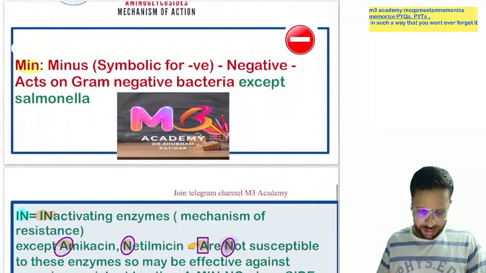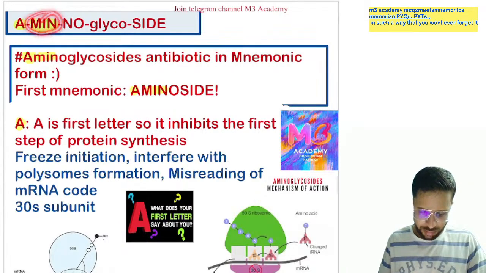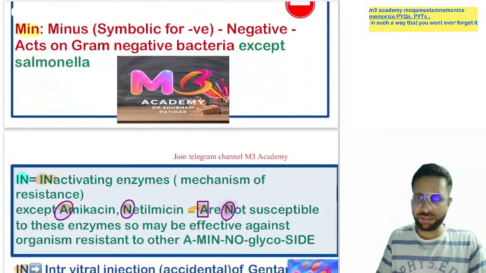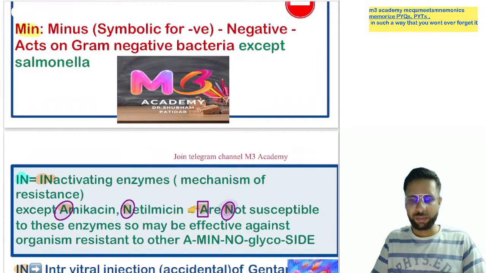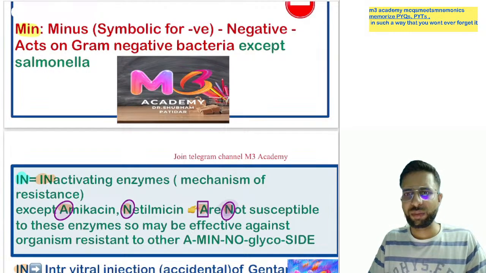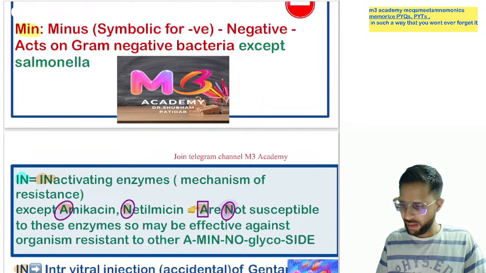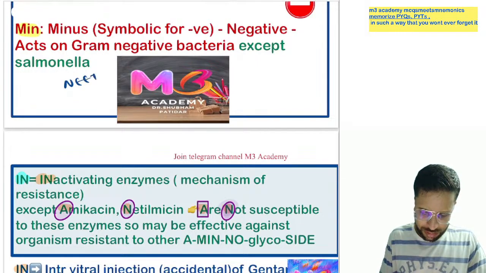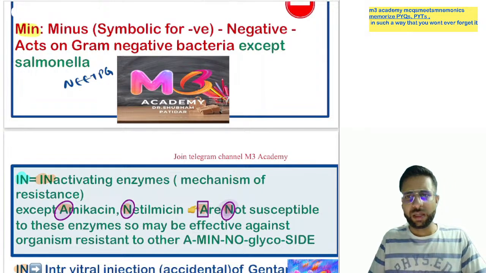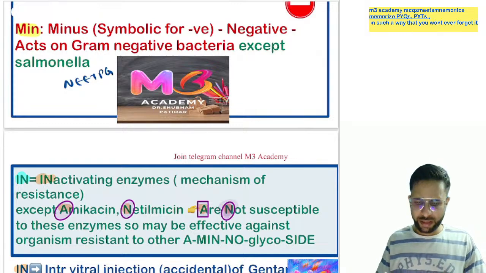Next is amino. In the spelling of aminoglycoside, the next is M, min, and min means minus, meaning negative. So it works on gram negative bacteria except Salmonella. This question was asked in NEET PG: the aminoglycoside amikacin is not effective for Salmonella. You can note this down, it is a NEET PG PYQ. So min means minus, it works for gram negative bacteria except Salmonella.